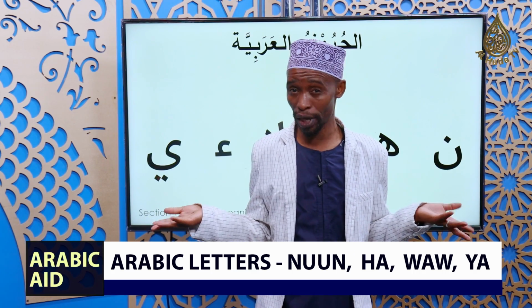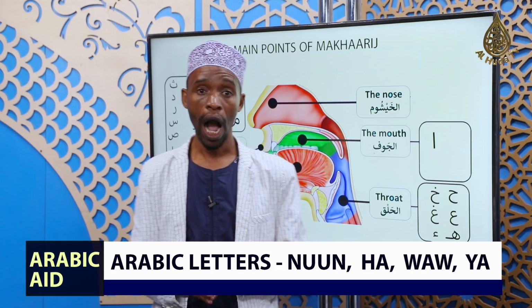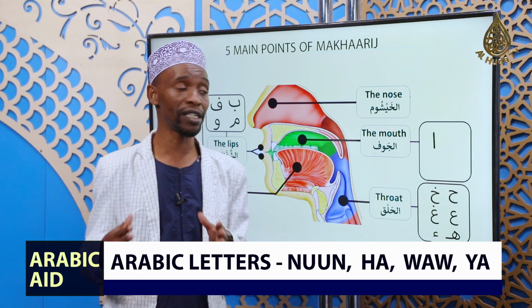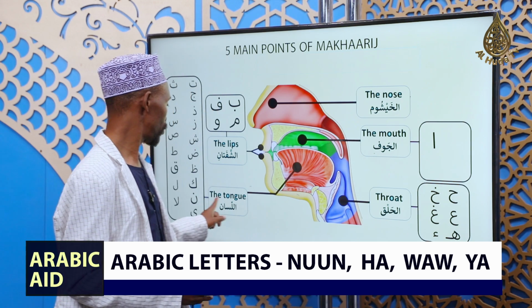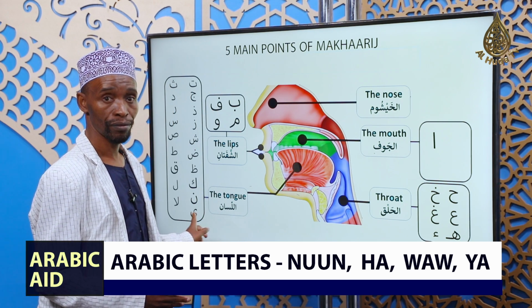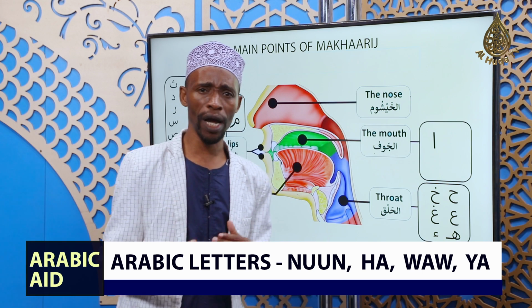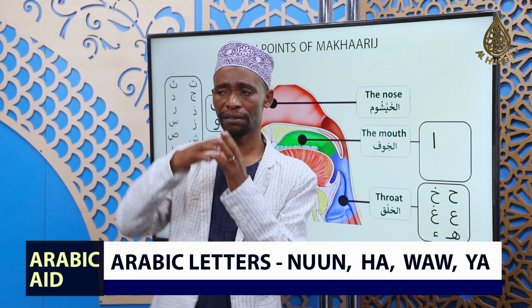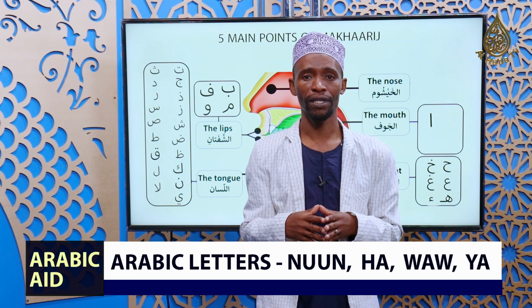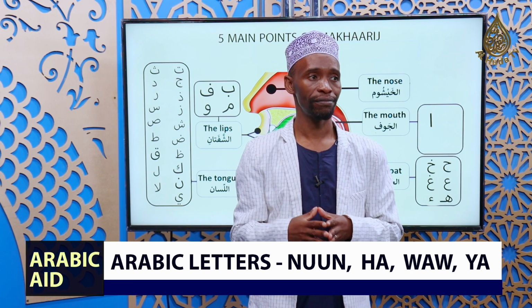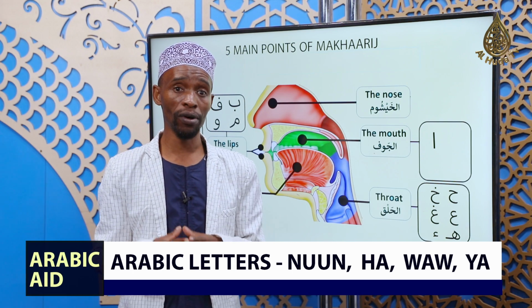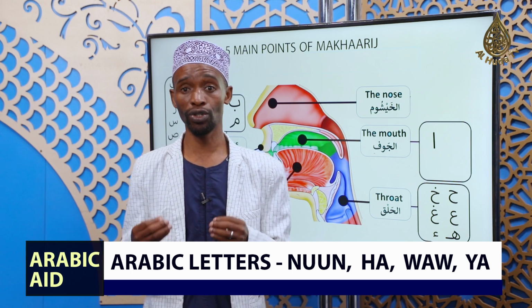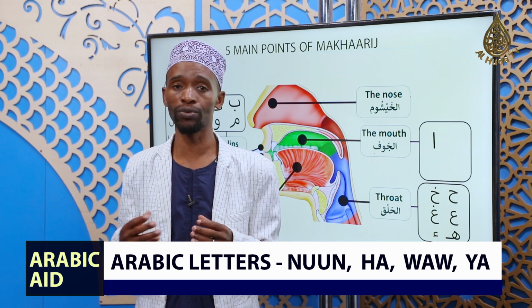Where is the makharij for letter Ya? Our diagram shows the makharij for letter Ya is at the tongue. Ya is pronounced when the middle of the tongue touches on the middle of the palate. Ya, ya, ya. Ya is a common letter in both English and Kiswahili language, and so it should be easy to pronounce.